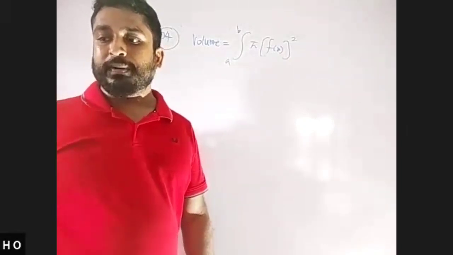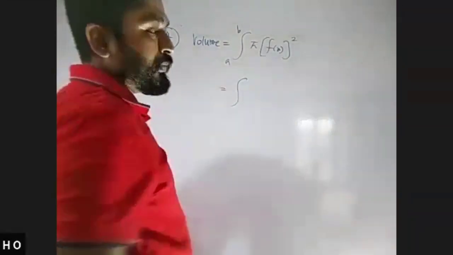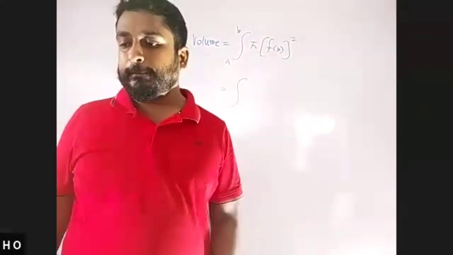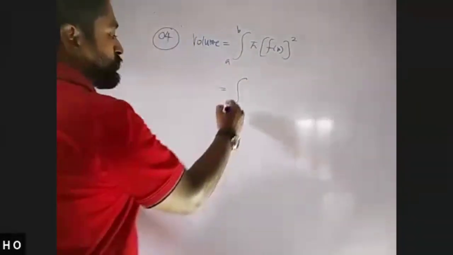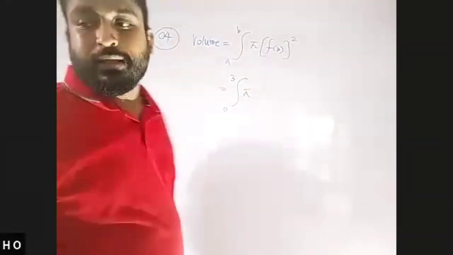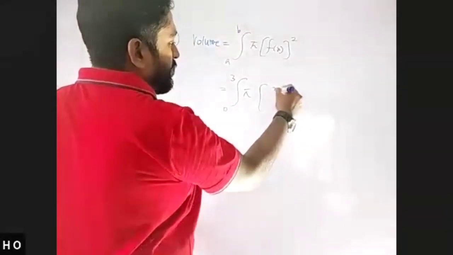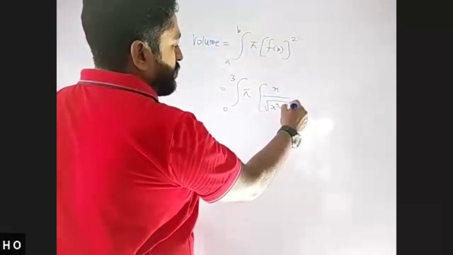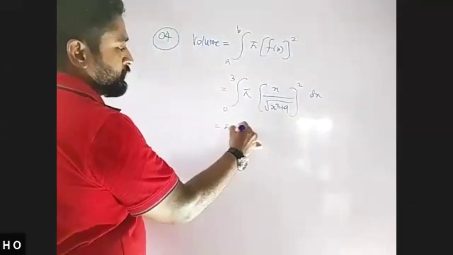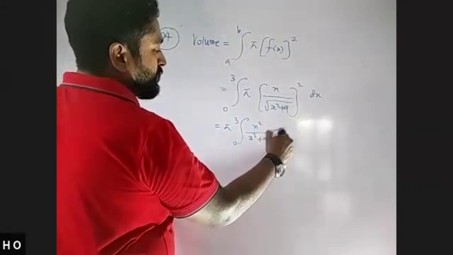Here, what about the graph? y equals x over the square root of x squared plus 9. So here, the volume is from where to where you have the solid with this revolution? 0 to 3. It is from 0 to 3. Here f(x) is x over the square root of x squared plus 9. So take pi out. Then you have 0 to 3, x squared over x squared plus 9 dx.